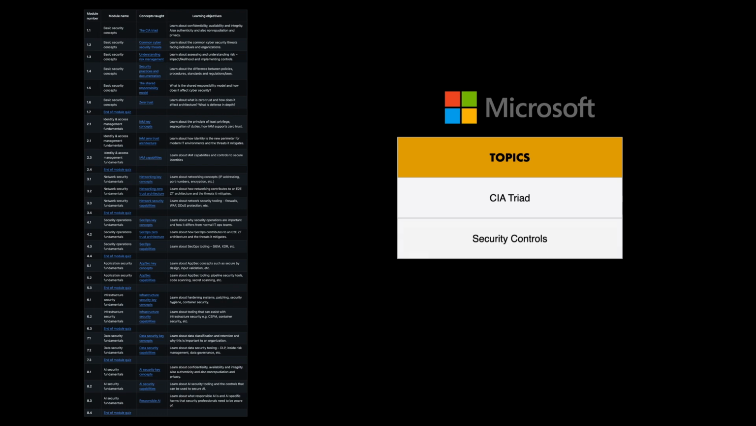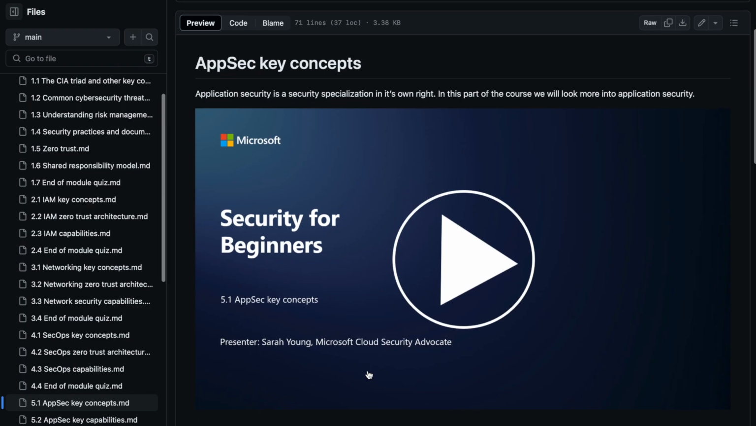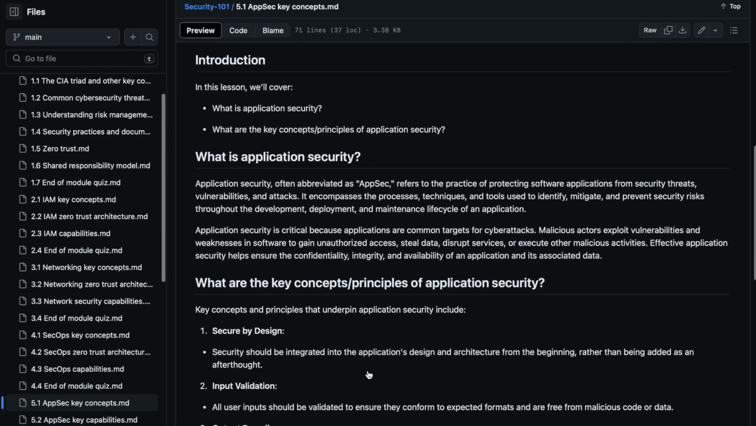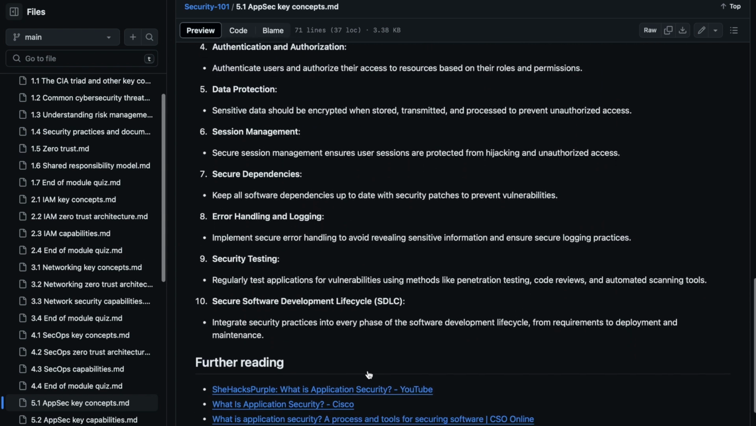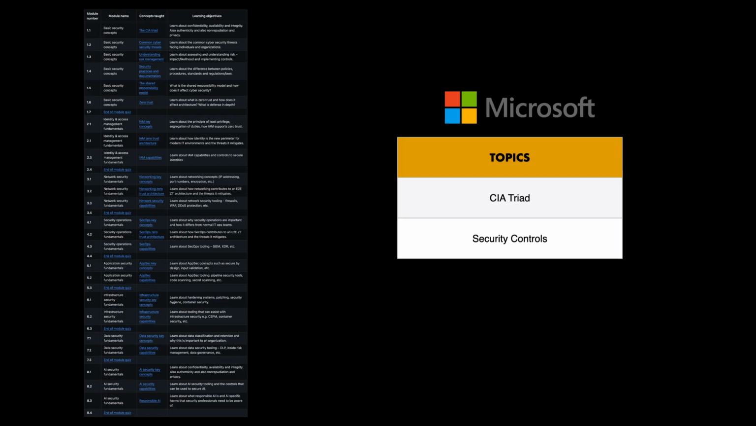The CIA triad is a foundational concept that everyone in cybersecurity should understand. After this, you move on to security controls, as I mentioned. This is where you essentially get the lowdown on what security controls are and the various forms that they come in. So for example, you can have preventative controls like firewalls, or you can have detective controls like intrusion detection systems. And why is this important for you to know?